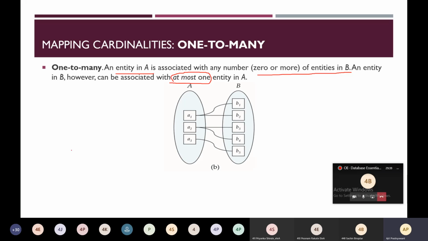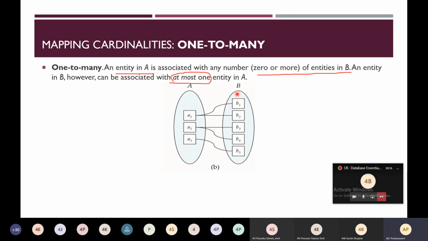So in this diagram, we have two entity sets A and B. These are the elements present in the entity set A, and these are the elements present in the entity set B. So A1, A2, A3 are present in A, and B1, B2, B3, B4 and B5 are present in B. So what happens in this one-to-many cardinality? By looking at the diagram, you can guess what is meant by one-to-many.